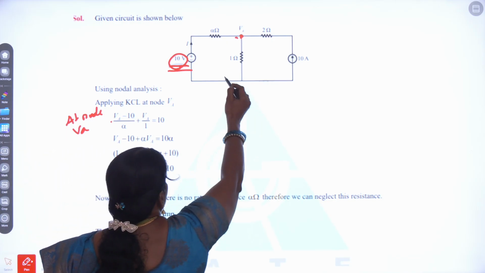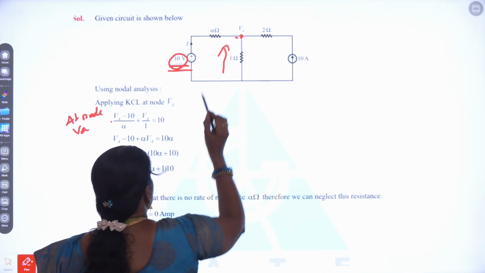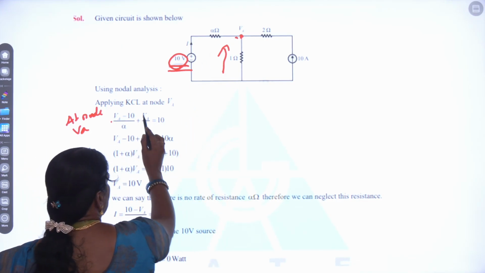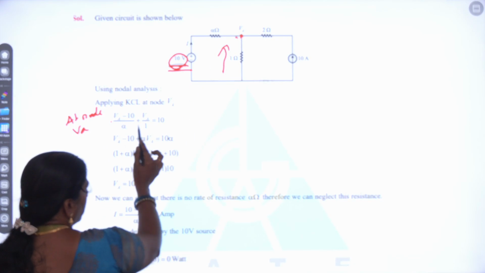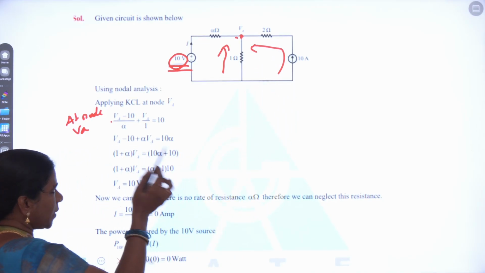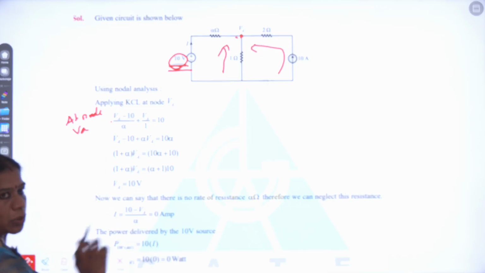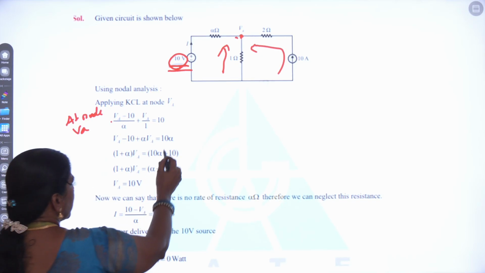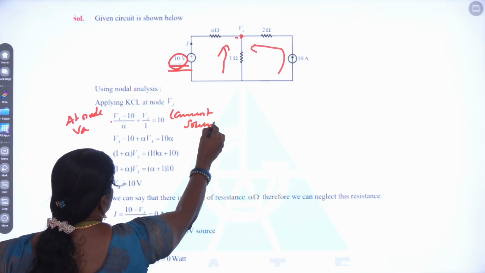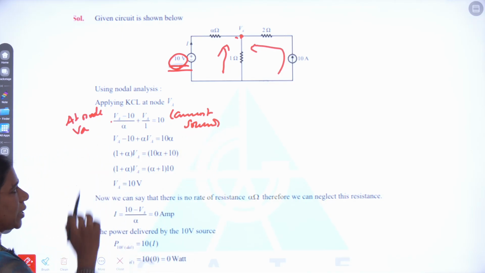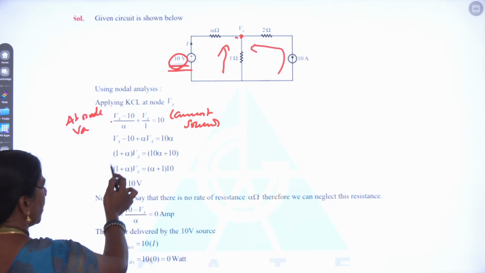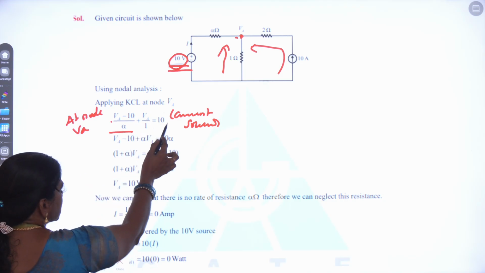Then here we have the current passing through this element. So VA by 1. Here the resistance is 1, the voltage is nothing but VA, so VA divided by 1. Here it is only the current source. That current source is passing towards the node, so that will be equal to 10. So this is the nodal equation for that particular node VA. Again I am repeating, VA minus 10 divided by alpha plus VA by 1 is equal to 10.